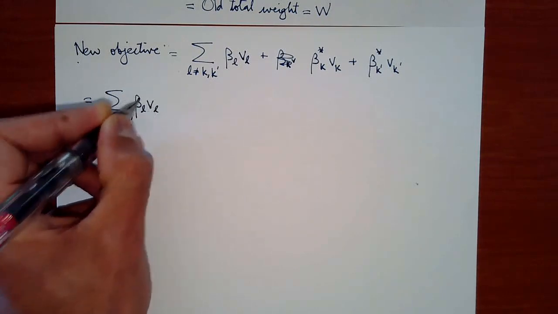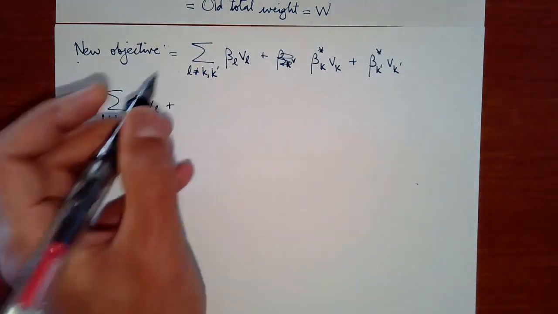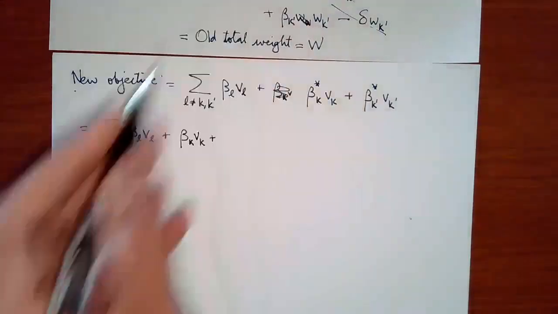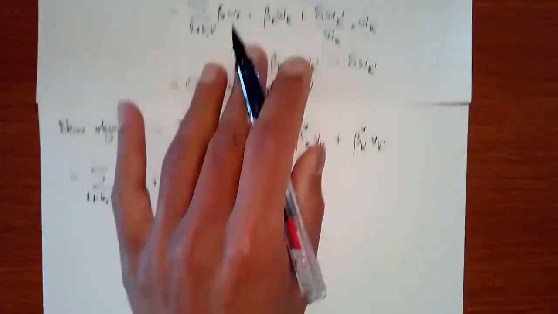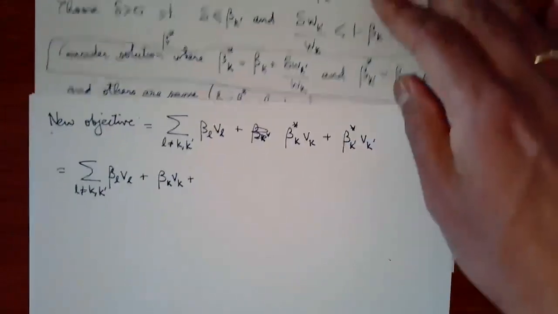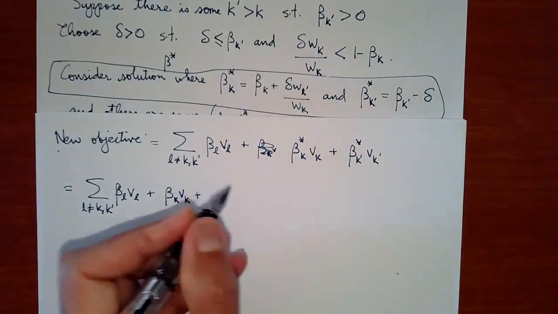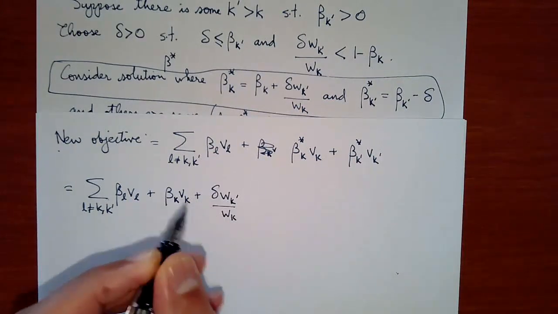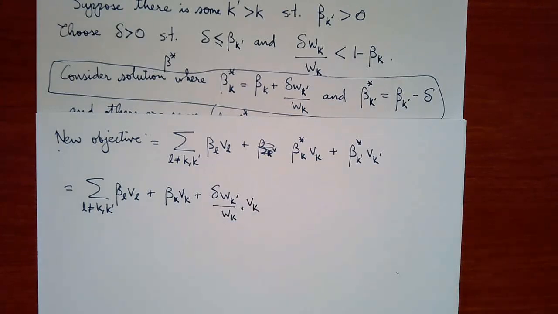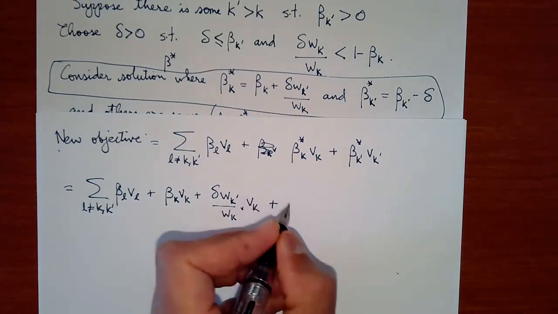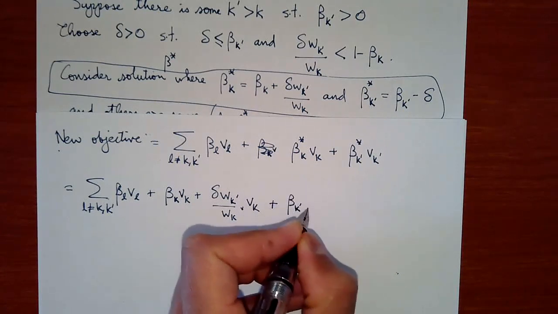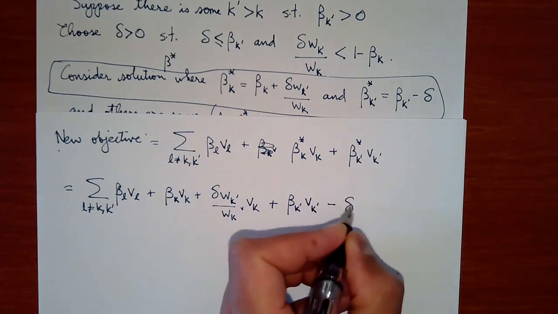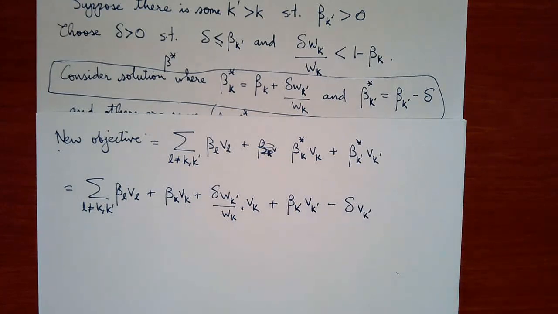Beta L VL plus, okay, so now we get beta k vk plus. Now this is the key, right? So I added this much delta wk prime divided by wk times vk, plus beta k prime vk prime minus delta vk prime.